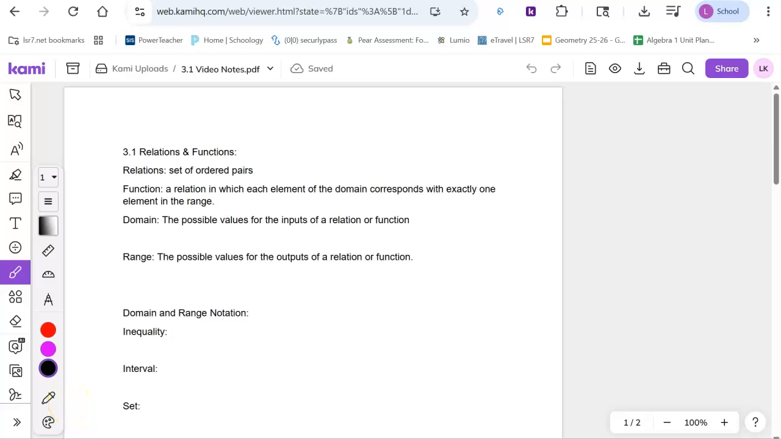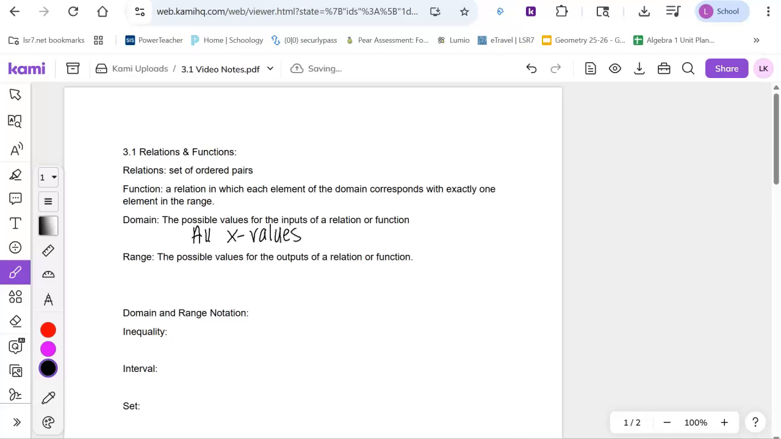Okay, so this is just a quick video of 3.1 relations and functions. So a couple definitions. A relation is a set of ordered pairs. A function is a relation in which each element of the domain corresponds with exactly one element in the range. The domain is the possible values for the inputs of a relation or function. Remember, domain is all x values.